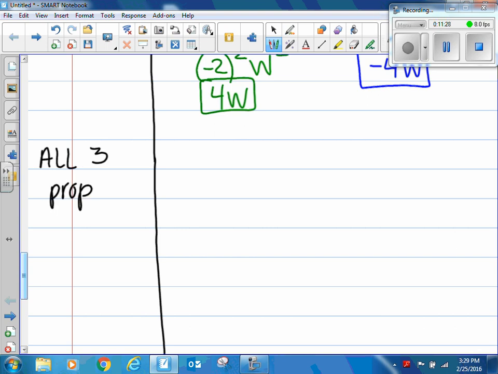We're going to put all three of these properties together and look at a few examples with this. Okay, so the first one.